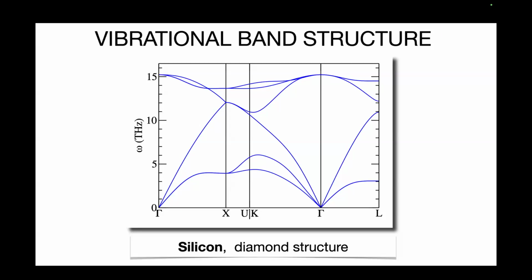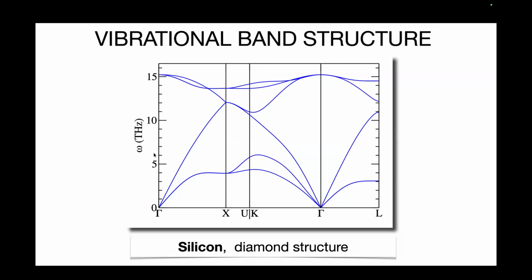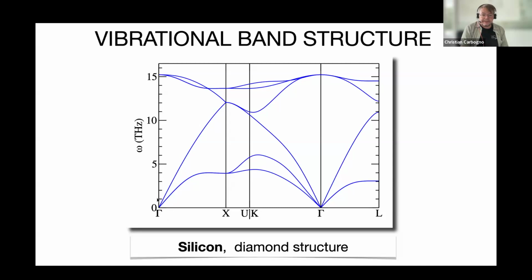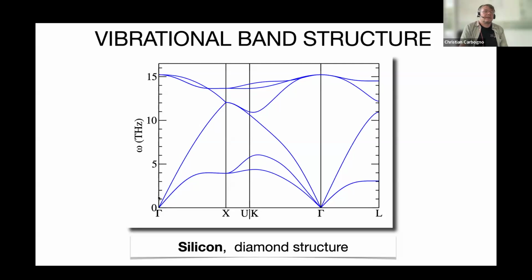So the acoustic modes are 0 at gamma. Optical modes are here. These are the optical modes, and at 0 they are the acoustic modes. Acoustic modes. They are 0 because of? They are 0 because acoustic modes means that all atoms in the unit cell are moving in the same direction. This is what acoustic means. And gamma means that all unit cells move in the same direction.